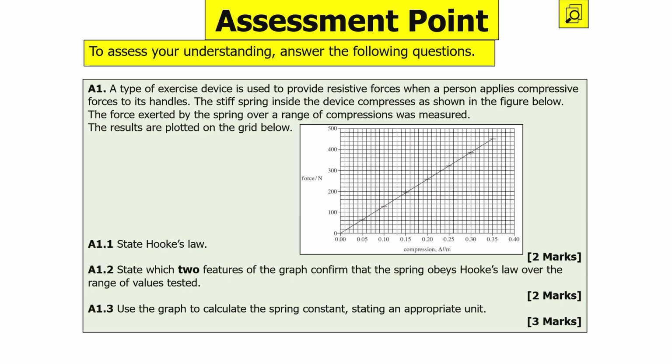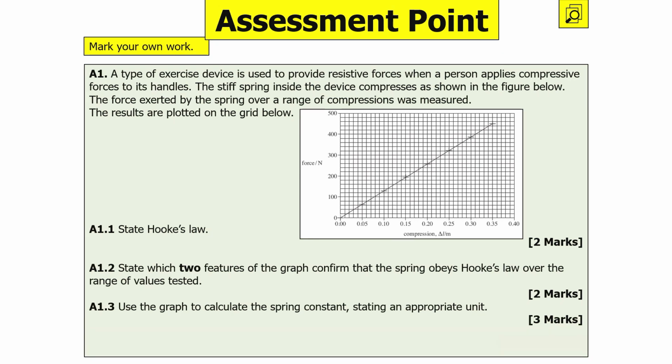A type of exercise device is used to provide resistive forces when a person applies compressive forces to its handles. The stiff spring inside the device compresses as shown in the figure below. The force exerted by the spring over a range of compressions was measured. The results are plotted on the grid below. State Hooke's law, then state which two features of the graph confirm that the spring obeys Hooke's law over the range of values tested, and use the graph to calculate the spring constant stating an appropriate unit. So pause the video now, then unpause the video when you want to go through your answer.